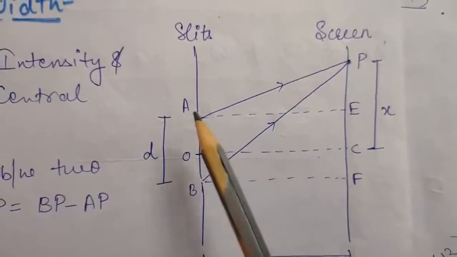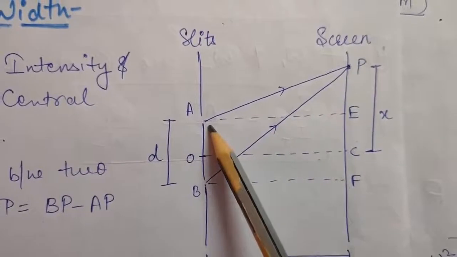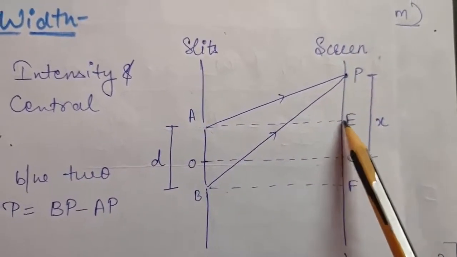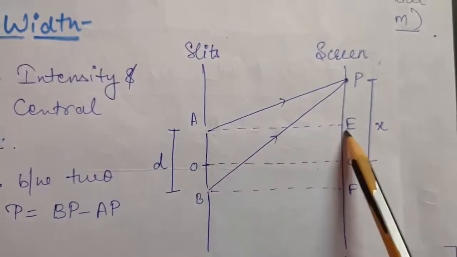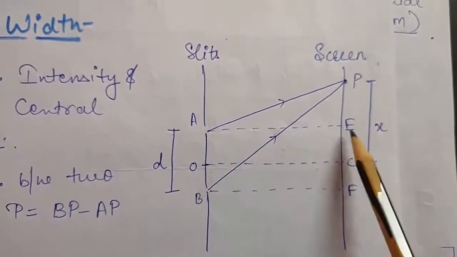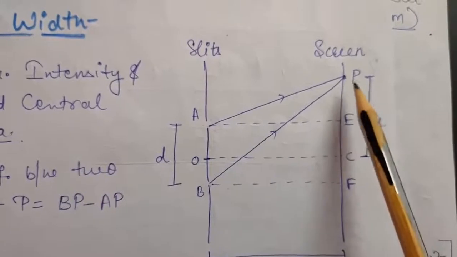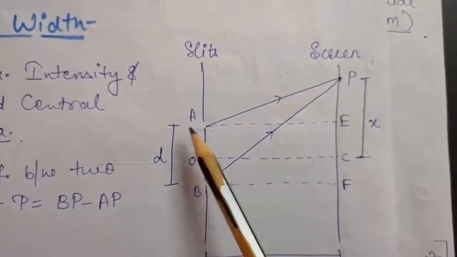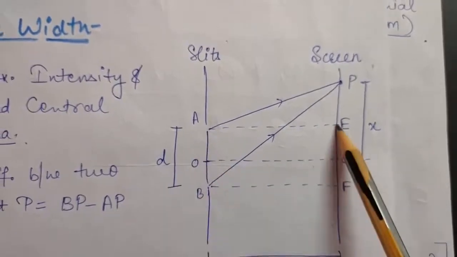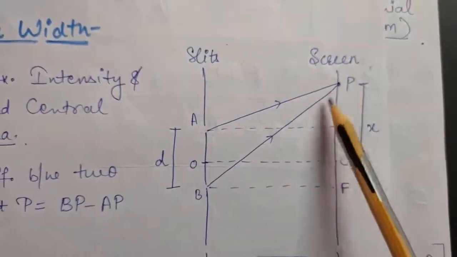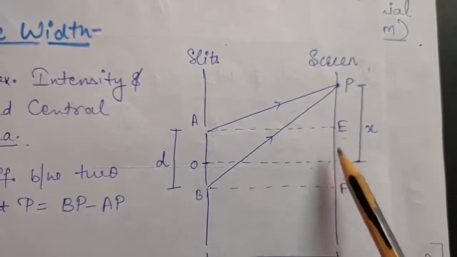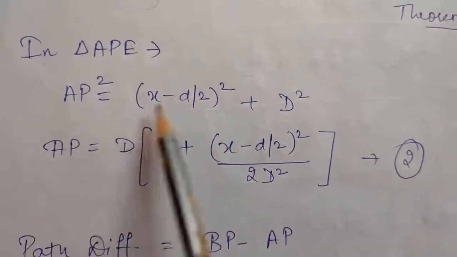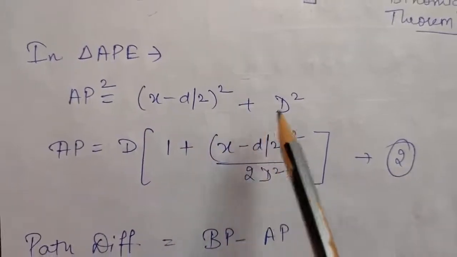So again in triangle APE, using Pythagoras theorem, AP square will be equal to PE square plus AE square. Now again AE is equal to capital D. Now can you tell me what is PE? See, again PC is x and this is D by 2. That means this is D by 2. So you can say PE is nothing but x minus D by 2. So AP square will be equal to (x minus D by 2) whole square plus capital D whole square.